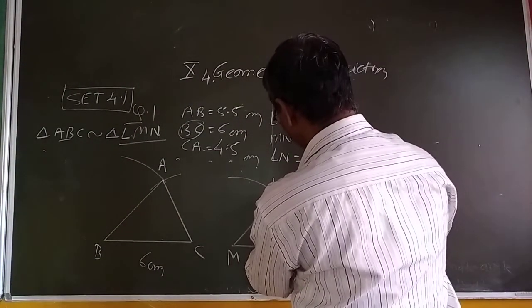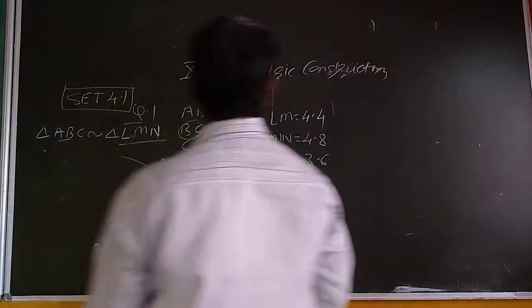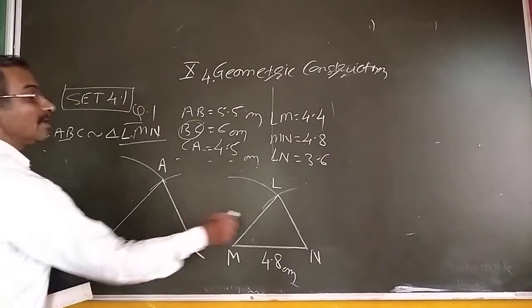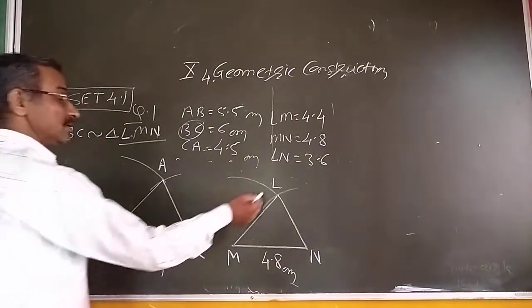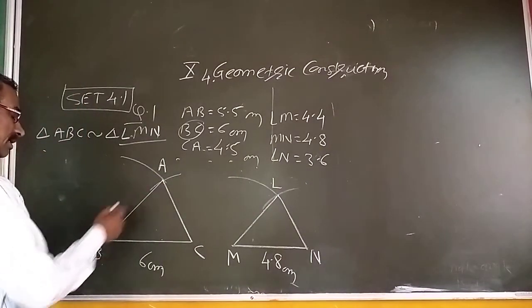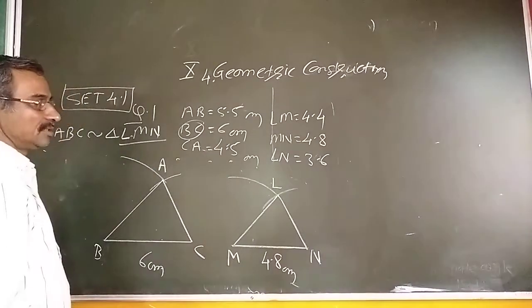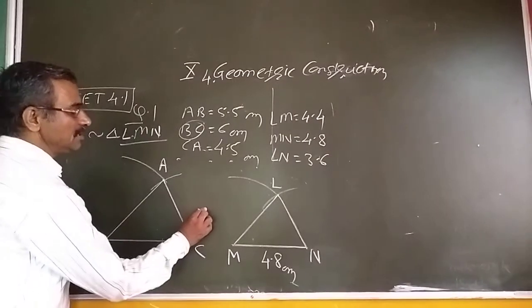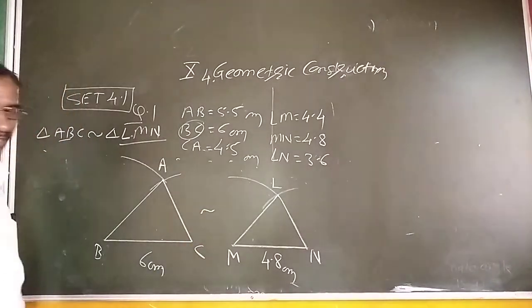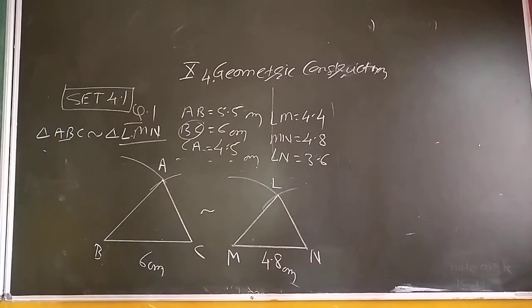So by the given information, we constructed the triangle ABC as well as the triangle LMN. Both diagrams are looking similar.